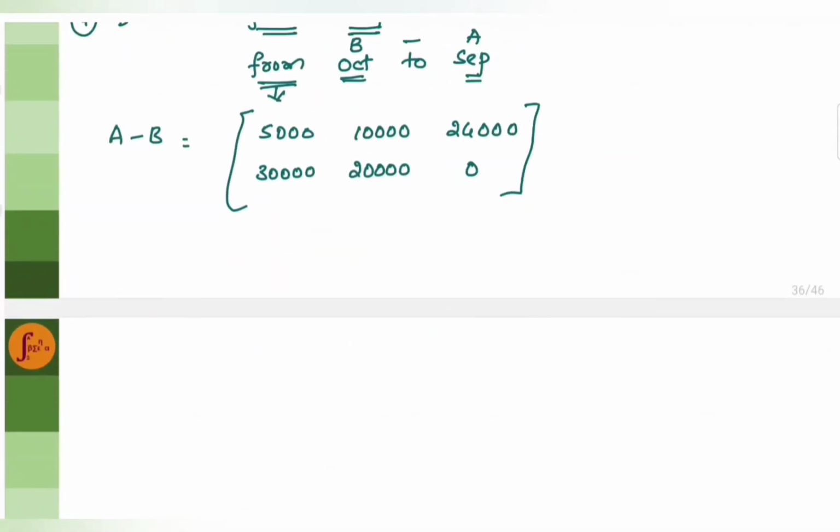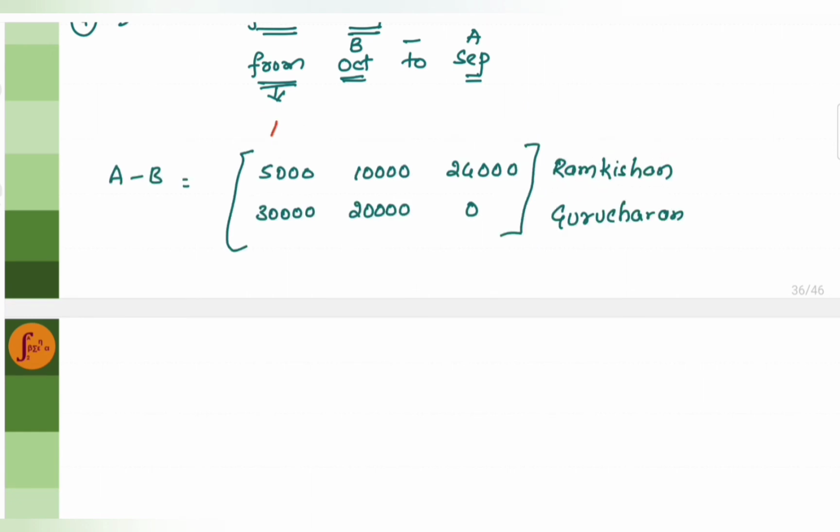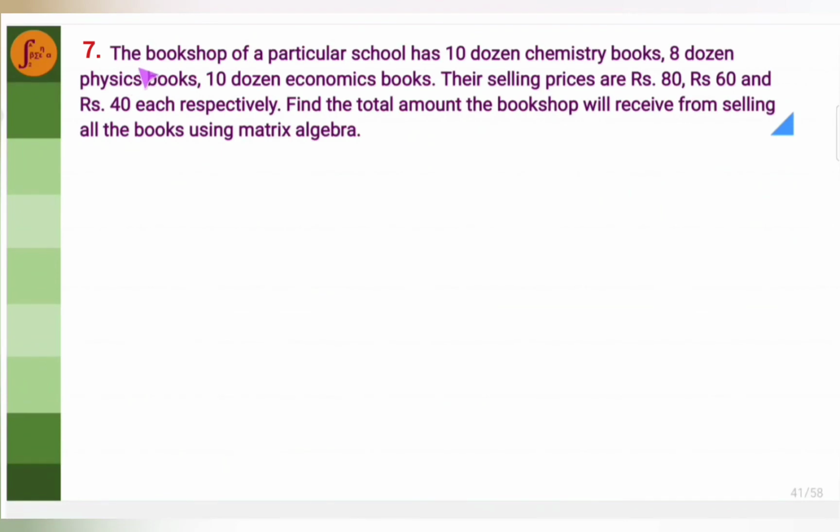So this is the answer for the second question, that is to find the decrease in sales from September to October. So this is for farmers Ram Kishan and Guru Charan, and this is for rice, Basmati, Permal and Nora. Let's take another example.